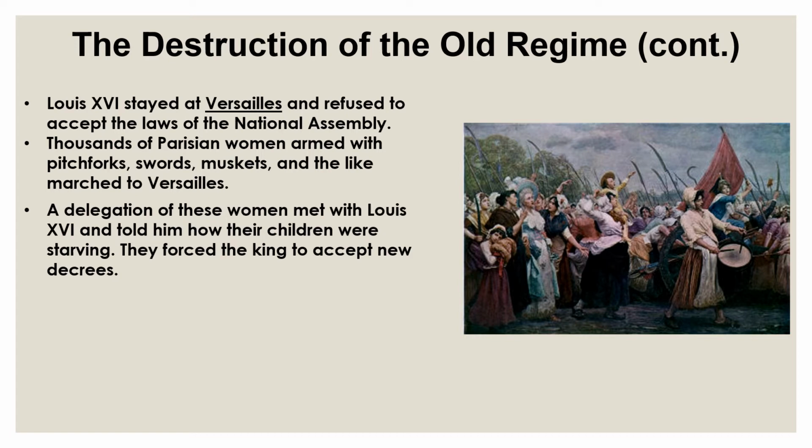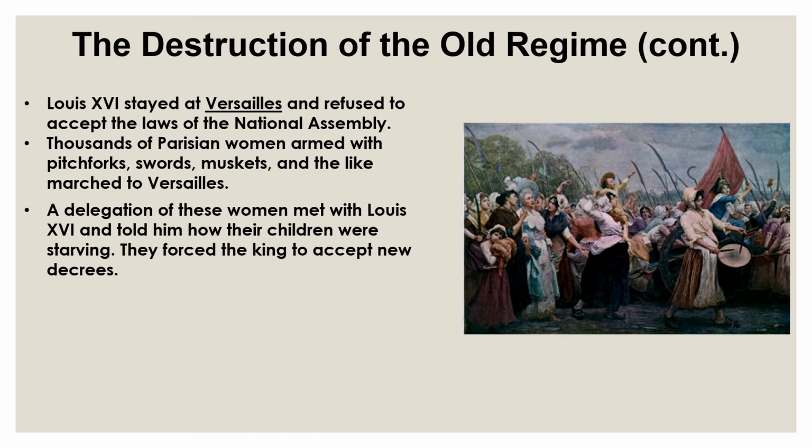Thousands of Parisian women, armed with pitchforks, swords, muskets, and the like, marched to Versailles because they were tired of the price of bread being so high. This is sometimes known as the Women's Bread March. Why did women lead the charge? Well, if you think about it, women are the ones who have to watch their babies starve to death. They're responsible for feeding their children, and they can't. They were fed up with this. They were desperate. Mama bears on patrol.